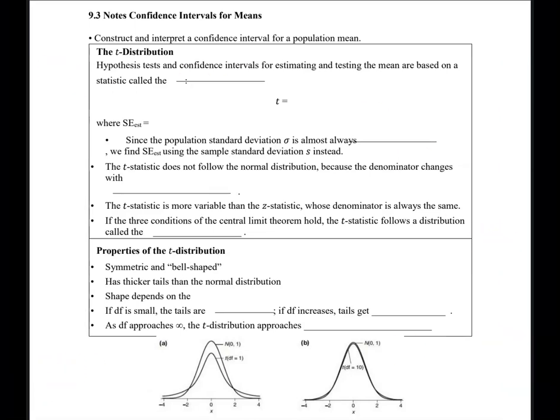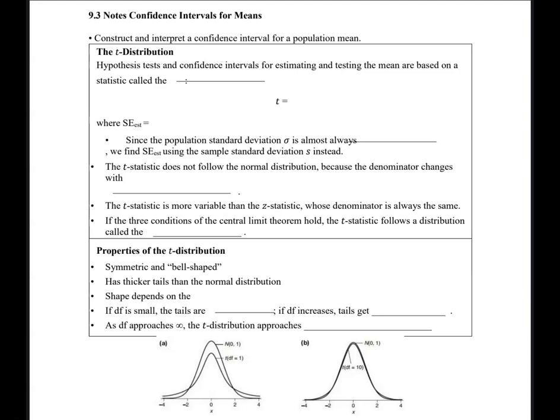So now we're going to look at something called a t-distribution. The idea is very similar to a regular old normal distribution, but the t-distribution is nice because it works when we have smaller sample sizes. So we don't necessarily have to have a sample size above 25 in order to apply this.